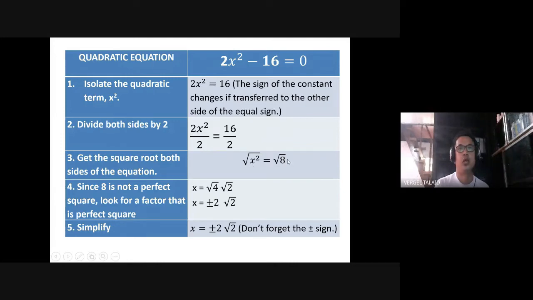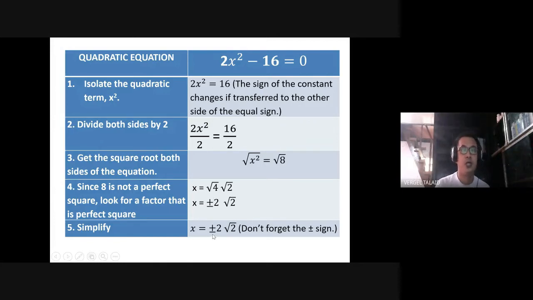So divide by 2, so x squared is equal to 16 divided by 2, which is 8. Then that's the time that we are going to get the square root of both sides of the equation. So the square root of x squared is x. And the square root of 8, since 8 is not a perfect square, we don't need to write it in decimal form. Instead, you are going to factor 8 such that one factor is a perfect square. So the square root of 8 is square root of 4 times square root of 2, since 4 is a perfect square. What is the square root of 4? That is positive and negative 2. Take note of the sign. And just copy square root of 2.